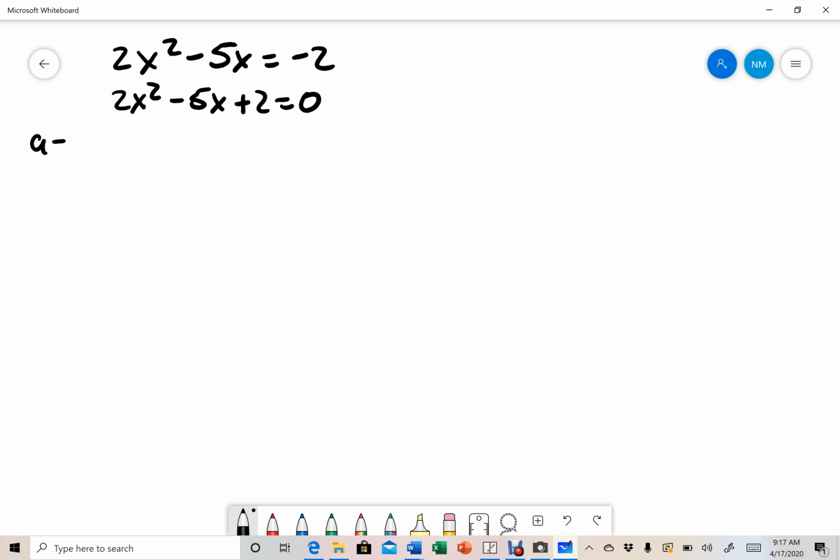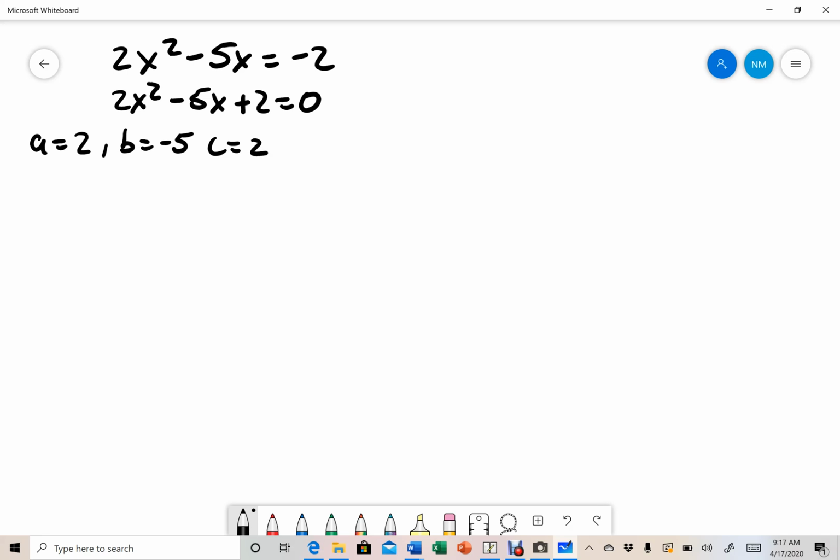So let's say I have 2x squared minus 5x equals negative 2. First of all, I have an integer for my first term, so I don't have to change anything there. It is a positive number, so I don't have to change anything there. The first thing I'm going to do is put it in standard form. So I have 2x squared minus 5x plus 2 equals 0. Once I put it in this form, then I can find my values. So a is going to equal 2, b is going to equal negative 5, and c is going to equal 2. Now I have my values.